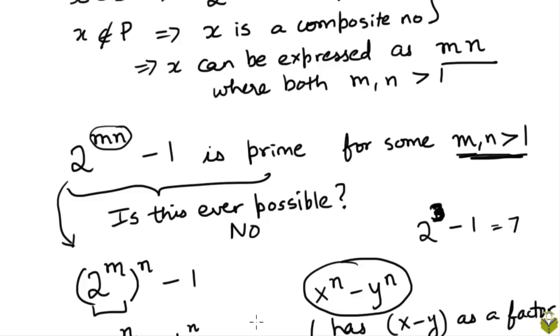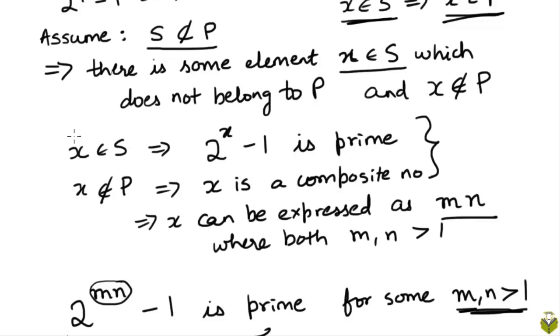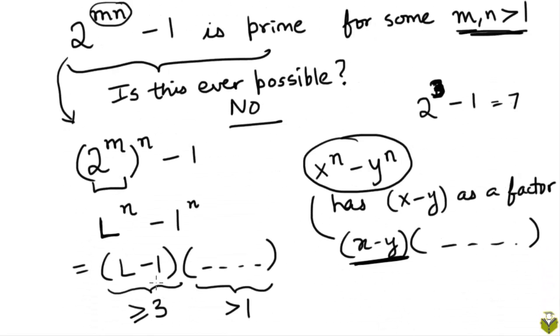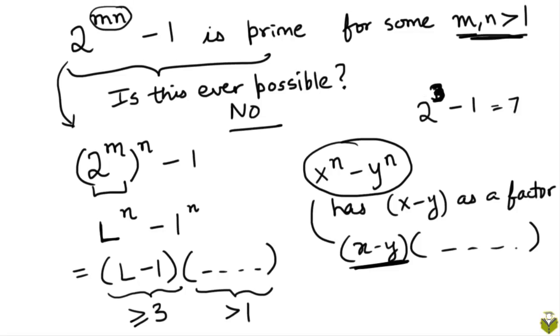We get a contradiction because by assuming that x belongs to S and x does not belong to P, we get a necessary implication of these two, that there is a number 2 to the power mn where m and n are both greater than 1, such that if you subtract 1 from that number, the result is prime. But we have just shown that the result can never be prime. It can be expressed as the product of two numbers, both of which are larger than 1. So we get a contradiction.